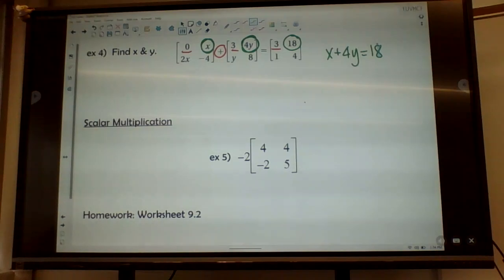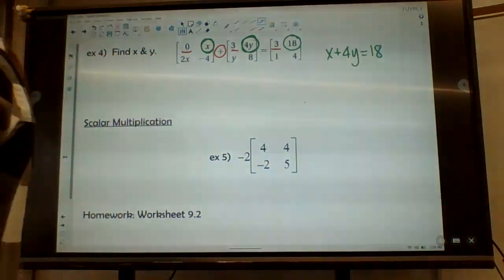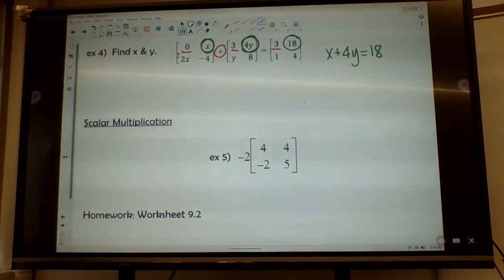Now, looking at that equation, I can't solve that one for x and y right now because I don't know enough about either variable. So I'm going to see if I can find another equation. Make sure you're doing this with us, please. So our next one here is I have 2x plus y is going to equal 1.